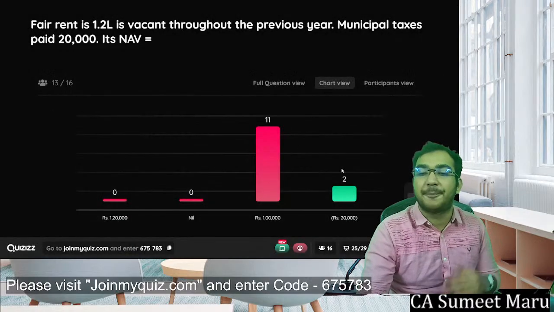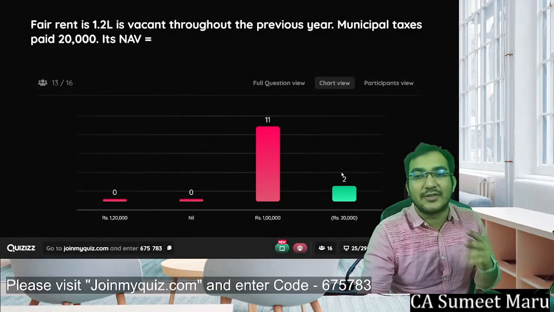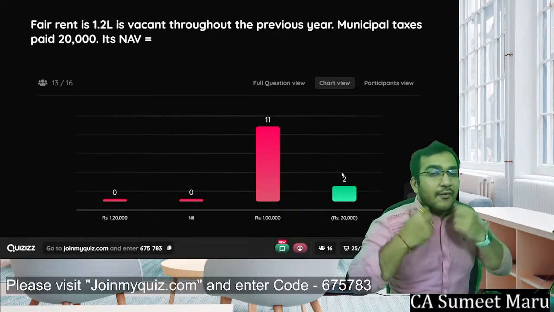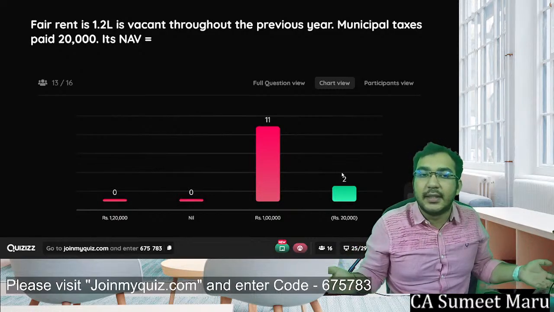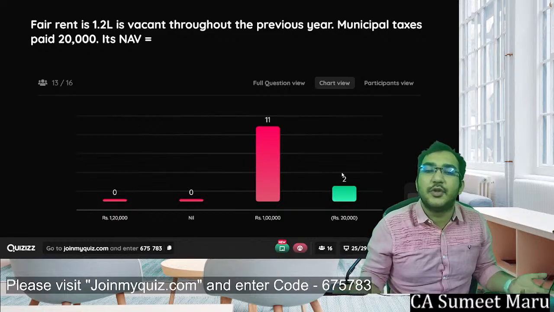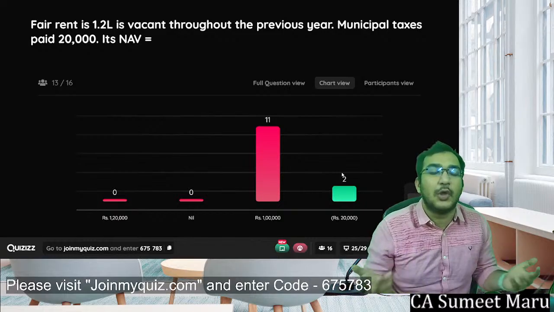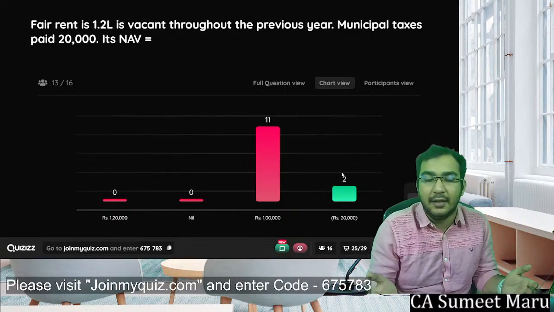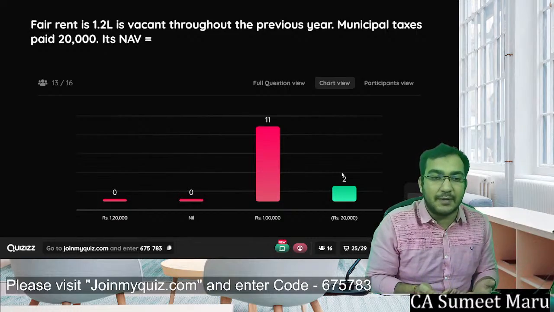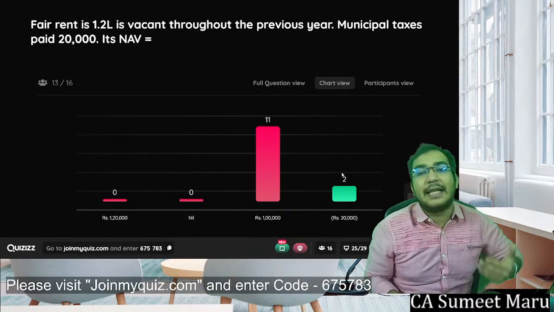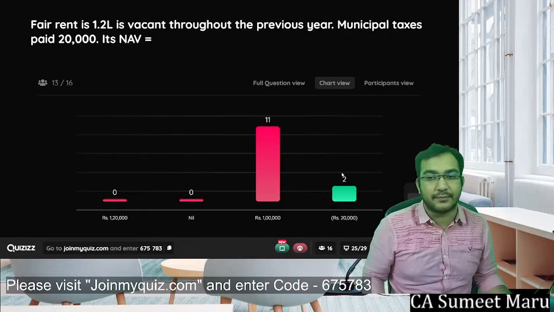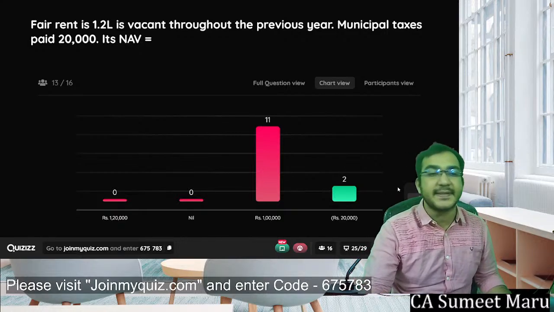Okay, and the right answer is option D, negative 20,000. Guys, when the property is vacant throughout the year, all loss is due to vacancy. Hence, NAV is going to be nil, GAV is going to be nil. But you paid 20,000 as municipal taxes, so NAV becomes negative 20,000. So option D was the most correct answer here.